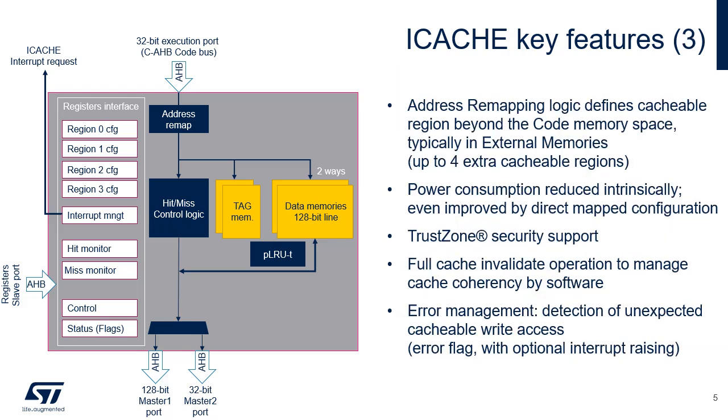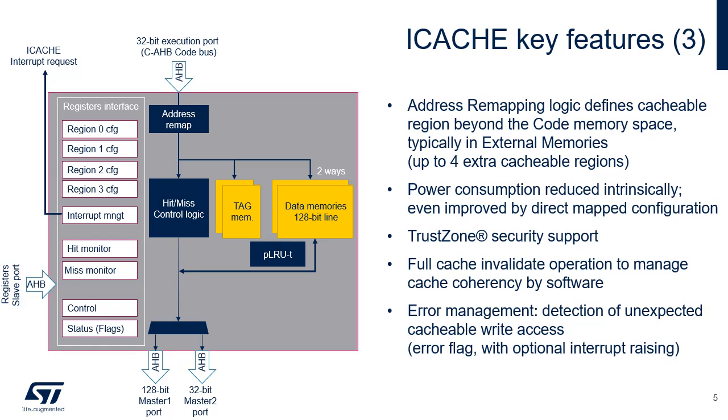The remapping logic is very convenient to extend the cacheable region beyond the 512 MB code memory address range, which starts at address 0. Up to 4 external regions can be defined, and for each of them the refill port can be selected, either master 1 or master 2.